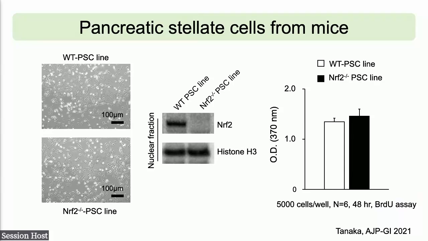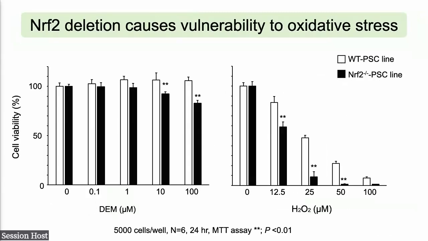And as you can see here, NRF2 expression is lost in the NRF2-null PSC cell line. But these cells grew normally under normal conditions, similar to the wild-type PSC line. And similar to NRF2-null pancreatic cancer cell lines, cellular viability of the NRF2-null PSC line significantly decreased by DEM treatment or another oxidative stress inducer, hydrogen peroxide, compared to the wild-type PSC line.